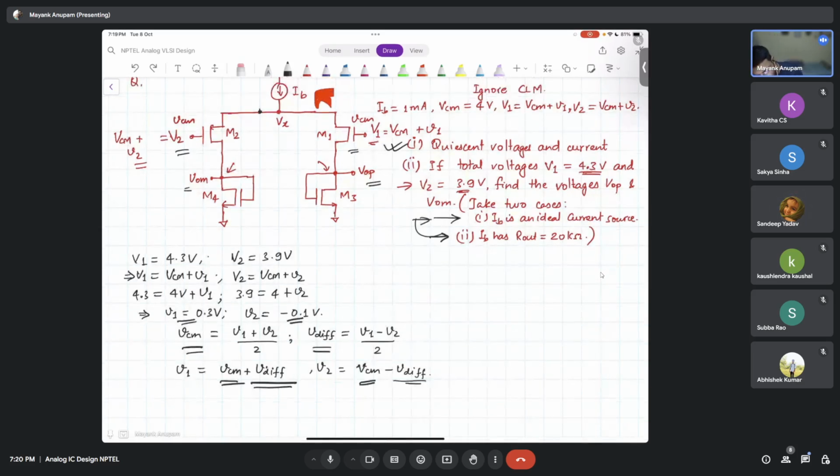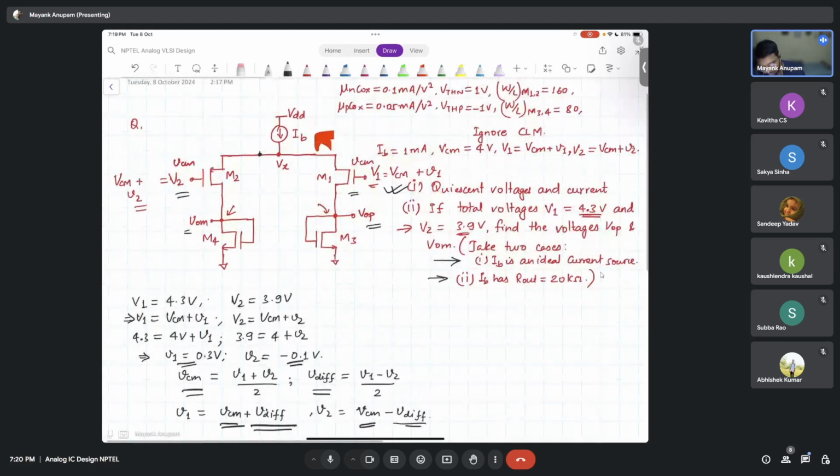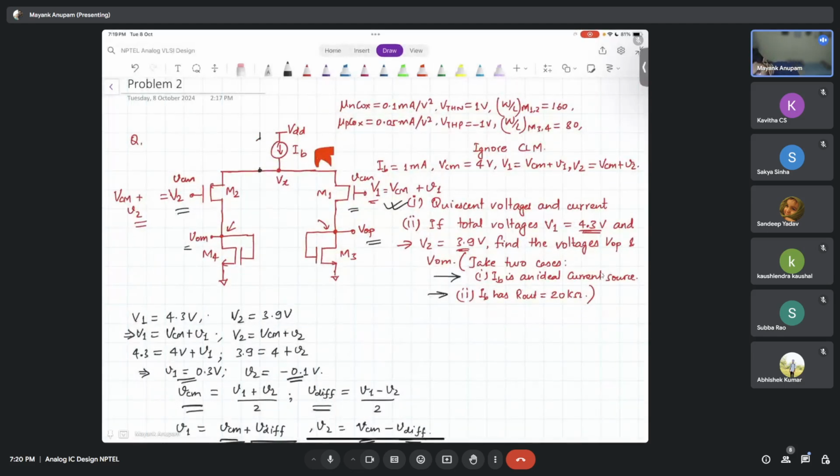But in the second case, where you have some IB, so where you have some R out of IB, that is you have an R out here, and that is equal to how much? 20K. So because of this 20K, now you can expect that this small VCM will also cause a small incremental change in the output common mode.